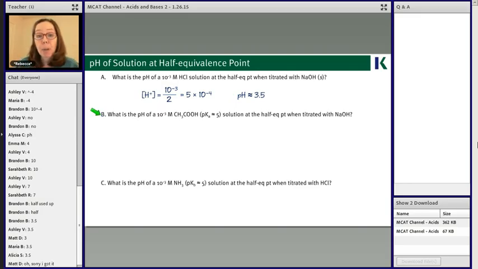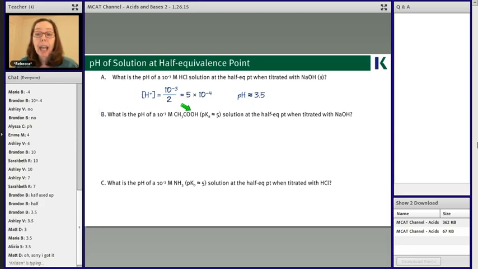Let's do the same thing for B. This is the pH of our 10 to the minus third acetate, acetic acid, at the half equivalence point. Notice there's more room to write this out, isn't there? That's because it's a little more complex. So it's a buffer solution. We'll use Henderson-Hasselbalch. Henderson-Hasselbalch is a good friend of yours, because here's how it's set up.